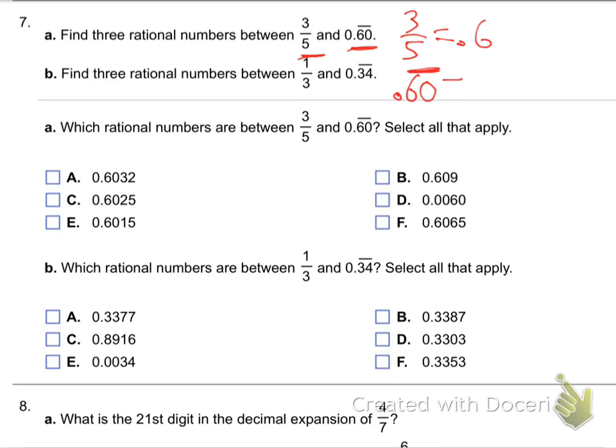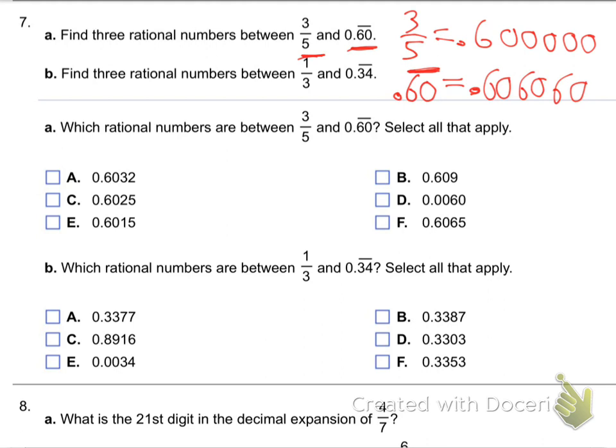With the bar over the 60. Isn't that the same thing as just 0.6? No, because it's 60, 60, 60, where the 0.6 is just 0s the rest of the way. Everybody good on the difference?